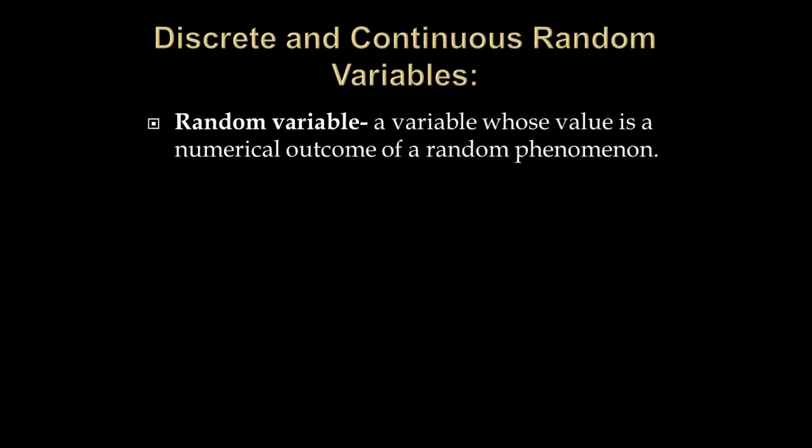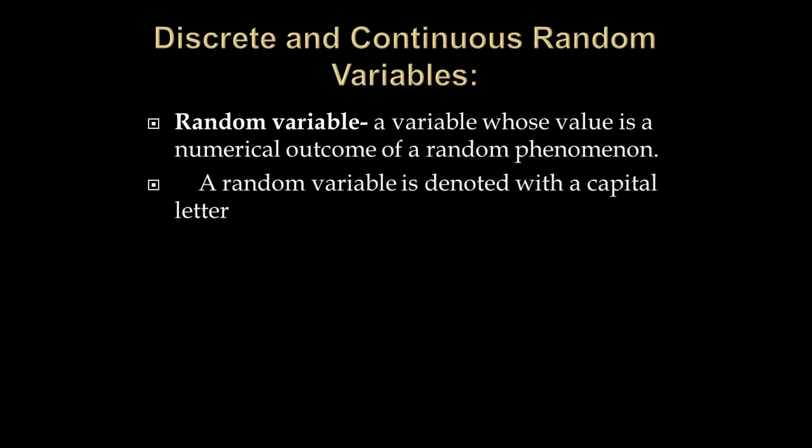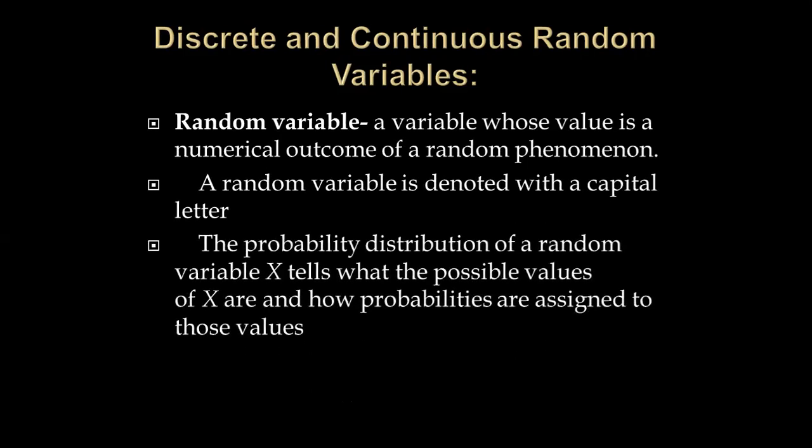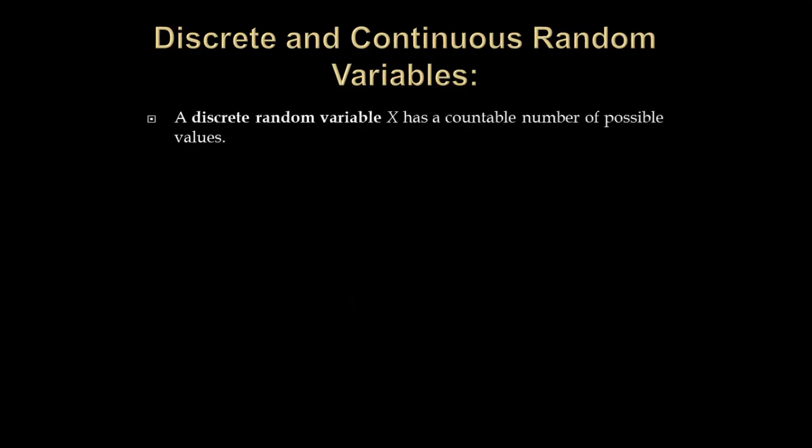A random variable is a variable whose value is a numerical outcome of a random phenomenon. A random variable is denoted with a capital letter. The probability distribution of a random variable x tells what the possible values of x are and how probabilities are assigned to those values. A random variable can be discrete or continuous.